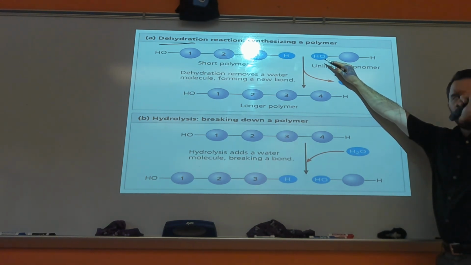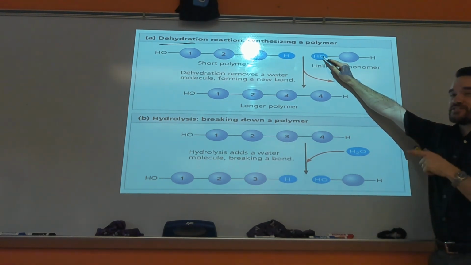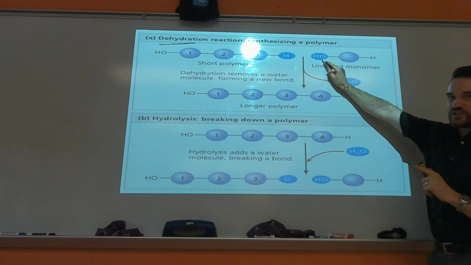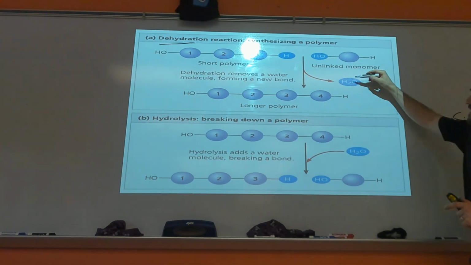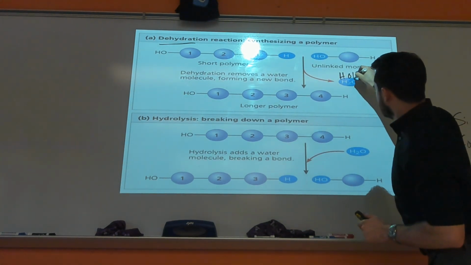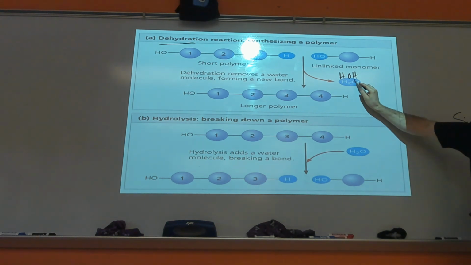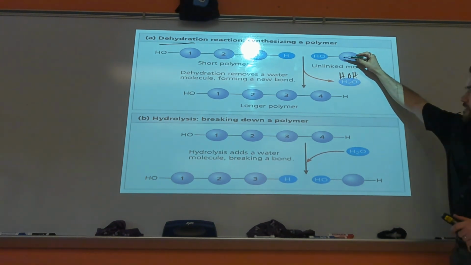What was another name for hydroxyl? Alcohol, yeah. So sometimes you'll hear it called hydroxyl or an alcohol group. So you have the OH group there, because water is made of OH, right? So you've got the hydroxyl group there, the alcohol group there, coming from the monomer.